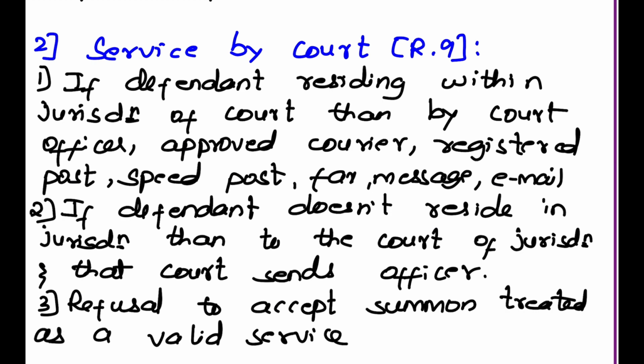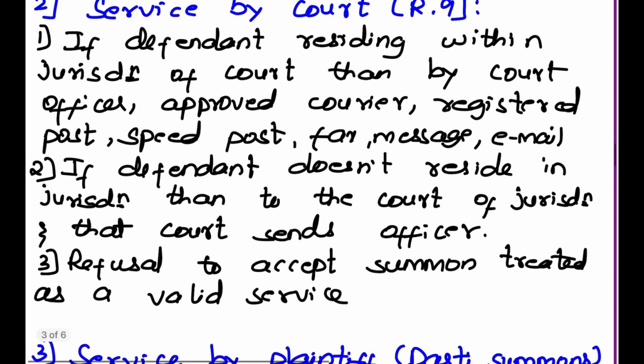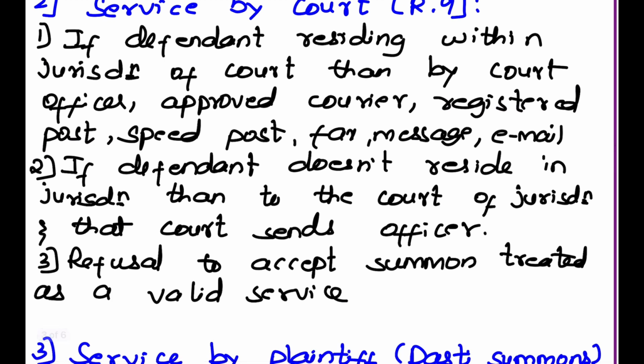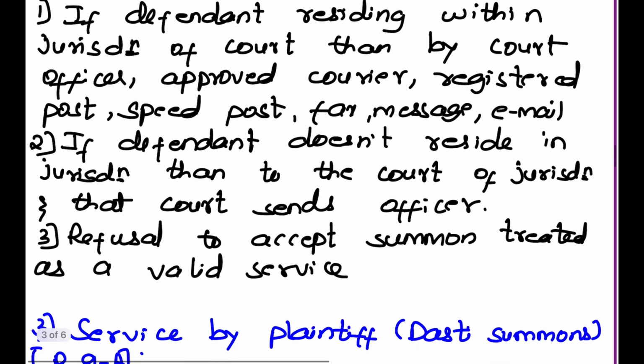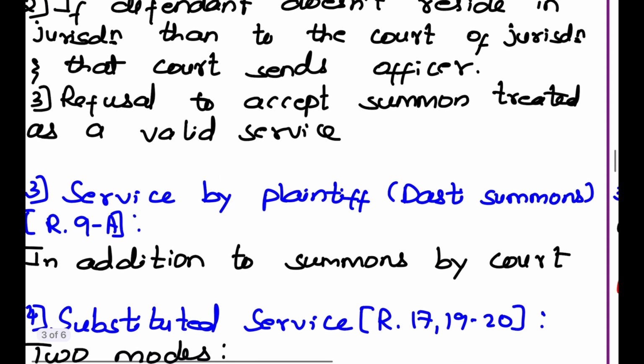The next type is service by court. If the defendant is residing within the jurisdiction of the court, then the court may send a court officer to serve the summons, or do it by approved courier, registered post, speed post, fax message, email, etc. Usually it is sent by registered post. If the defendant doesn't reside in the jurisdiction, it is sent to the court within whose jurisdiction the defendant resides, and that court will send a court officer to serve the summons. If the defendant refuses to take the summons, it will be considered valid service.